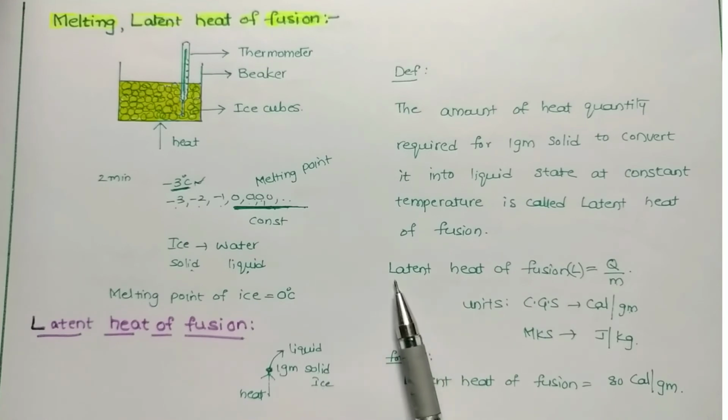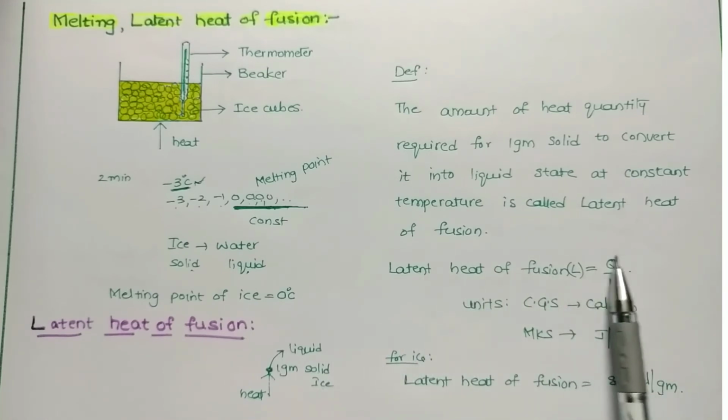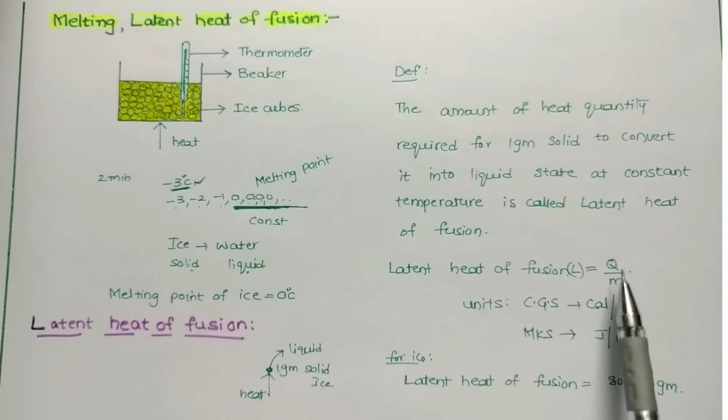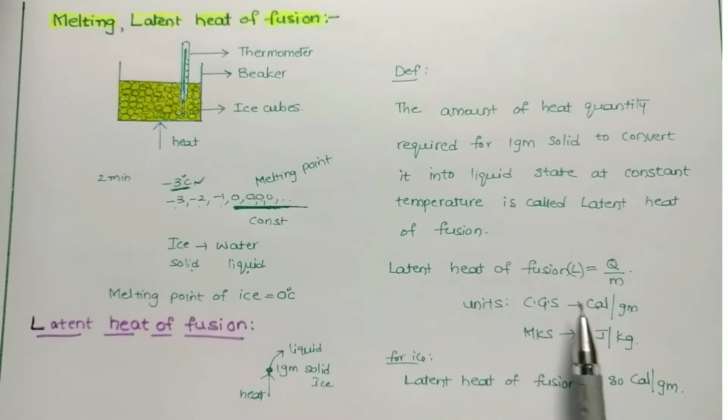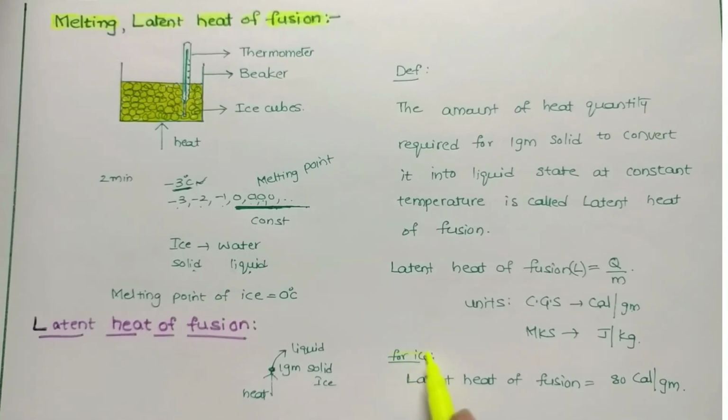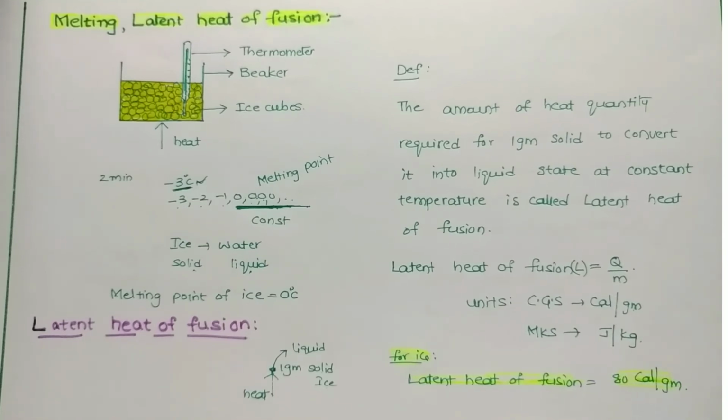And the formula of latent heat of fusion is L equal to Q by M, where L is the latent heat of fusion, Q is the amount of heat quantity and M is the mass of the substance. So units can be written as, in CGS system calories per gram, and in MKS system joules per kg. And when coming to ice, latent heat of fusion is equal to 80 calorie per gram, and this is asked as an important bit.